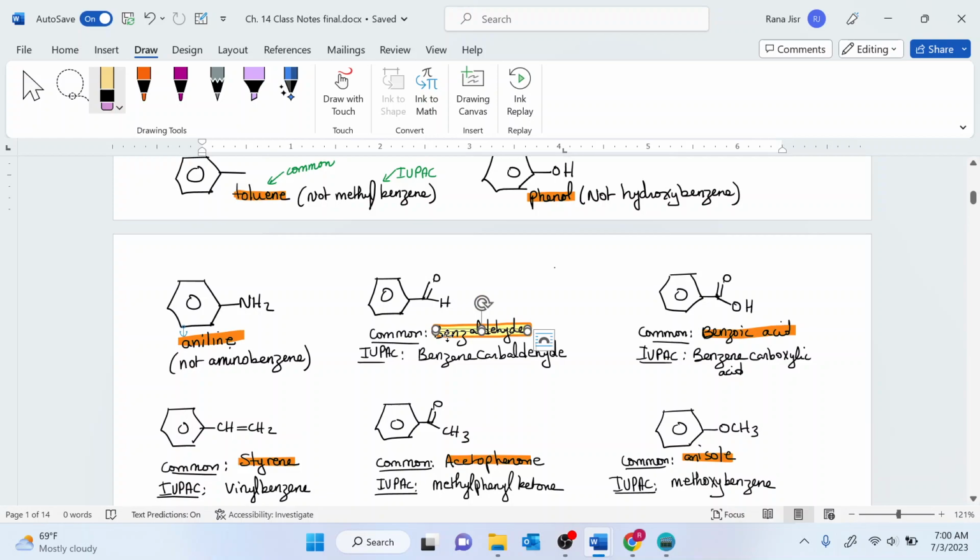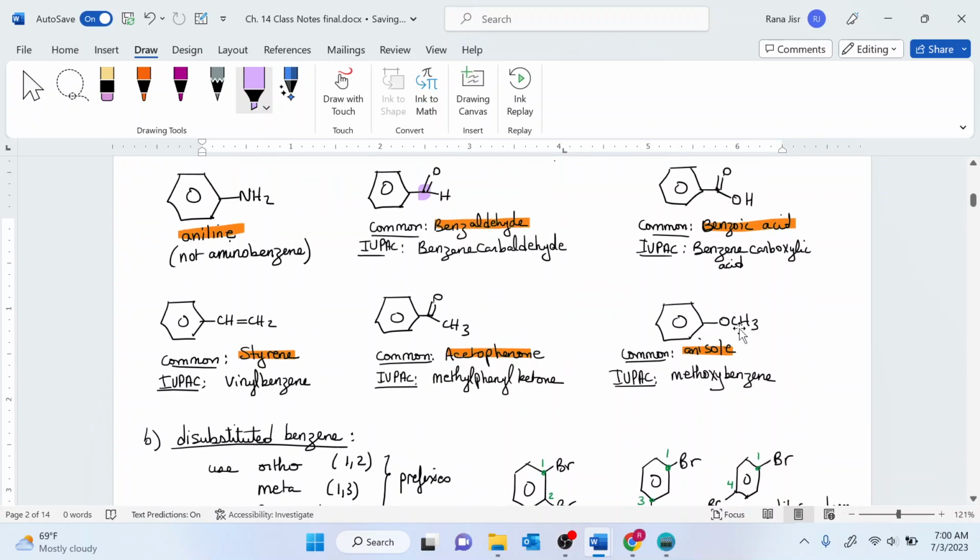The term benz, we use it whenever you do have a carbonyl that is connected to the benzene. And then whatever comes after the benz will define the functional group. So if it's an aldehyde in there, then you have an aldehyde. If it is an oic acid, then this is going to be a carboxylic acid. Anisole is methoxybenzene, but we don't go by methoxybenzene. Whenever you have just one substituent in there on the benzene, we go by anisole.